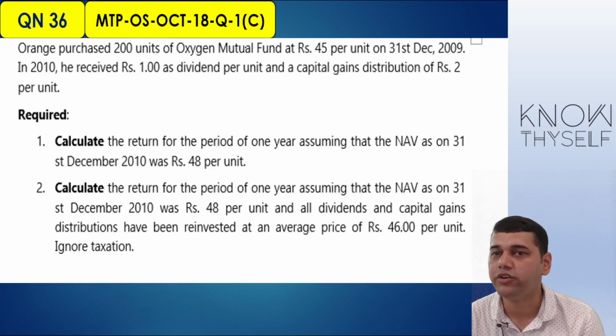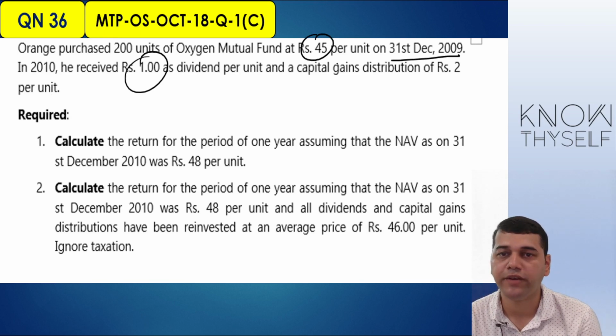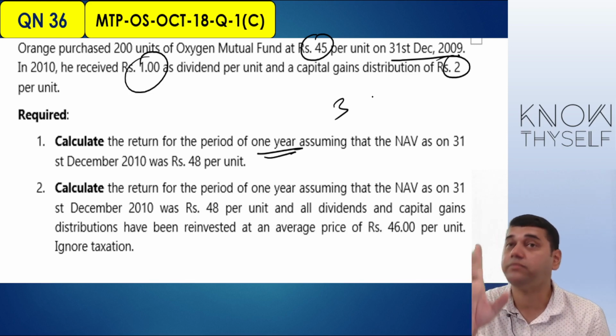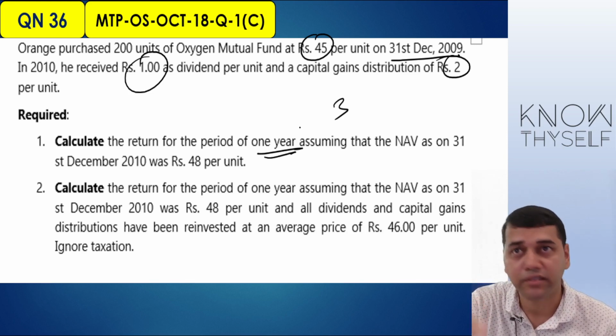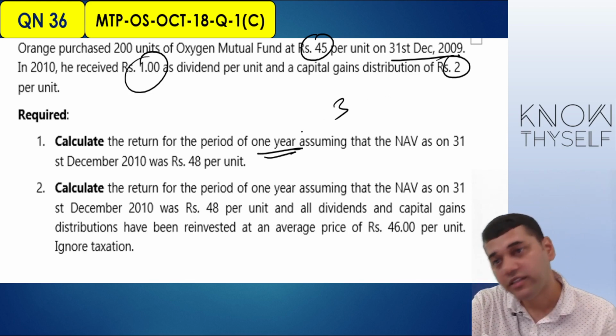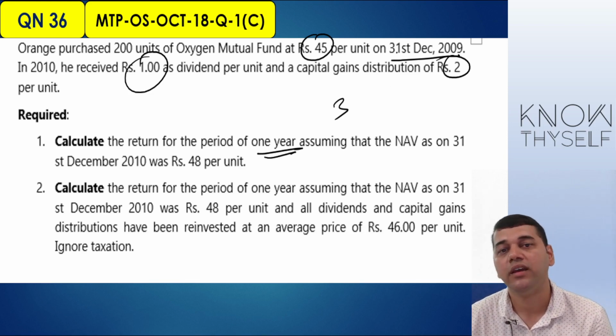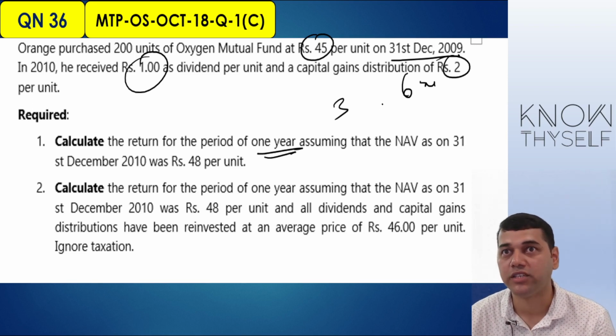Orange purchased 200 units of Oxygen Mutual Fund at 45 on 31st December 2010. He received 1 rupee dividend and capital gain of 3. Calculate the return for the period of 1 year. And this may change in the exam. See, this is a very plain, very simple question. This question may come in the exam, but not as plain as this. They may say only for 6 months here, or say calculate annualized return. Something like that they are going to give you.